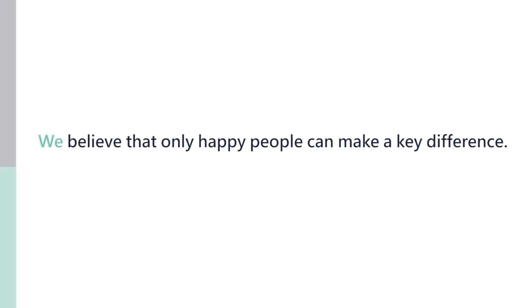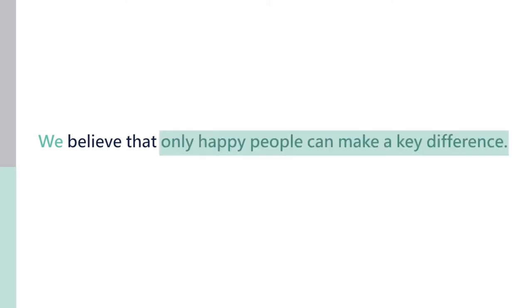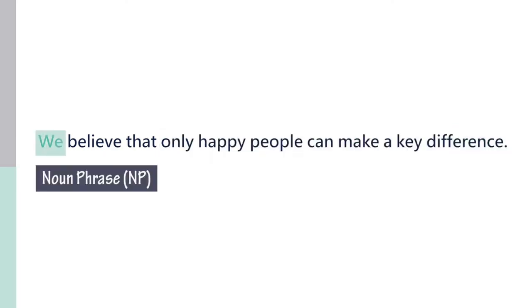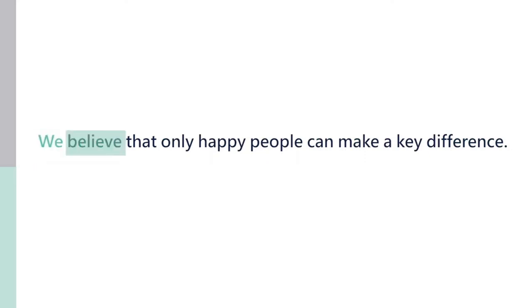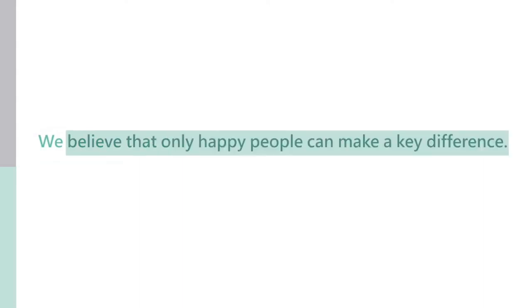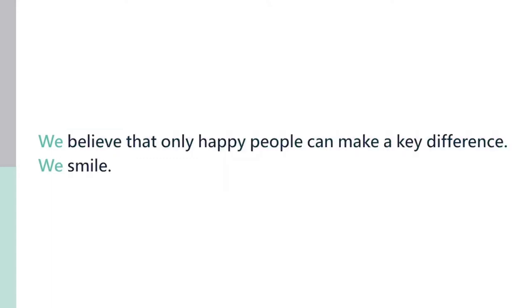The sentence: We believe that only happy people can make a key difference. A complex sentence, you see, only happy people can make a difference. This is a clause within the bigger sentence. We have a complex sentence, we is a pronoun, but pronouns can replace noun phrases. Believe is a verb, but the whole thing is a verb phrase. In a different sense, if I mark the verb phrase, I can replace the whole verb phrase with one simple verb. We smile. So the sentence is still correct.